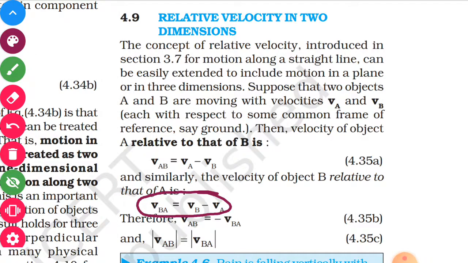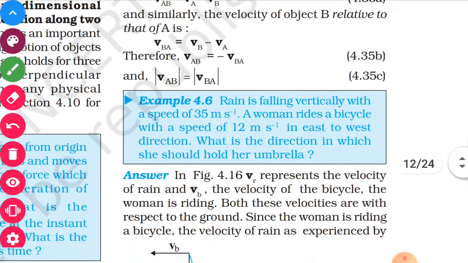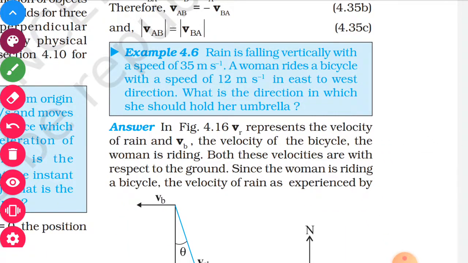Now you can see VAB, that is velocity of A with respect to B, and velocity of B with respect to A, are opposite to each other. So VAB is equal to minus VBA, but their magnitudes will be the same. Now one example is given on the basis of this concept of relative velocity.